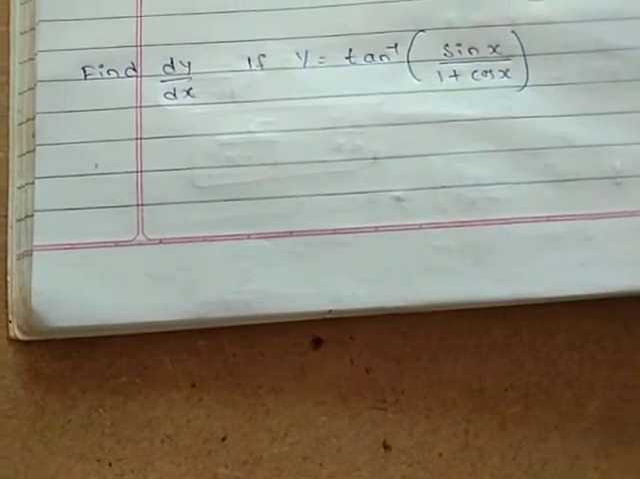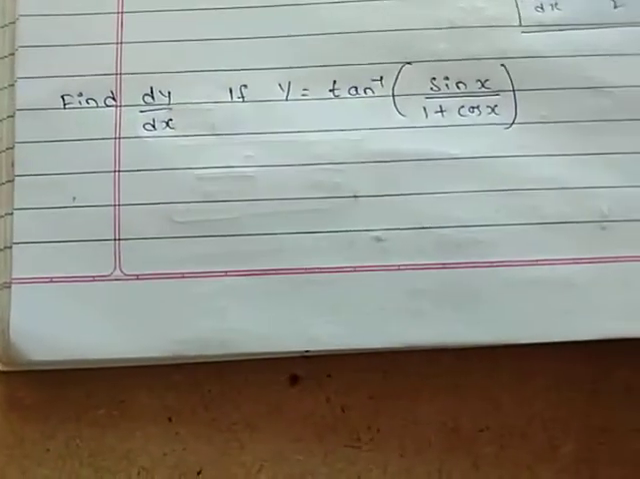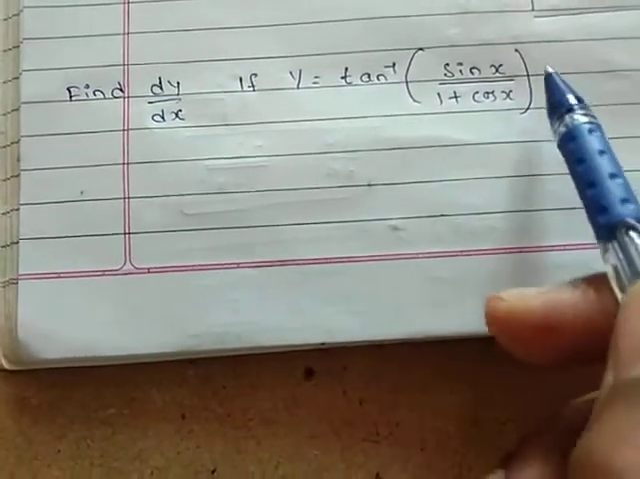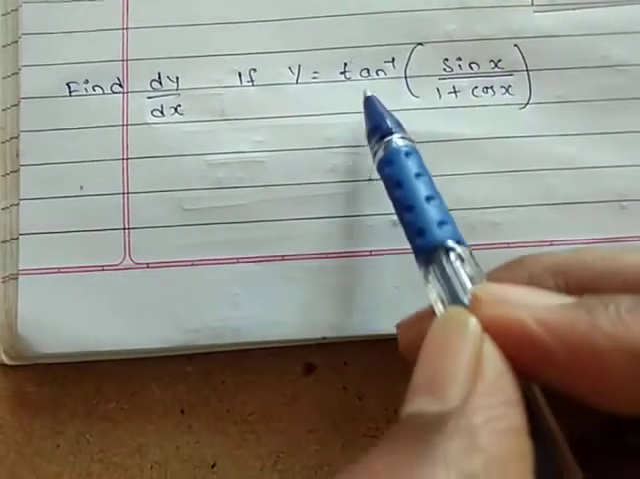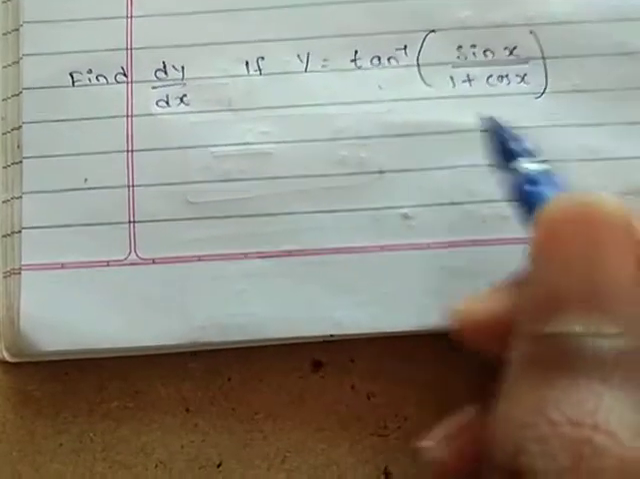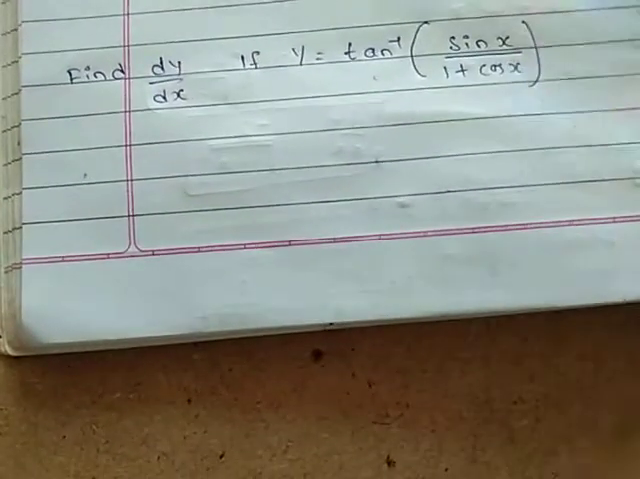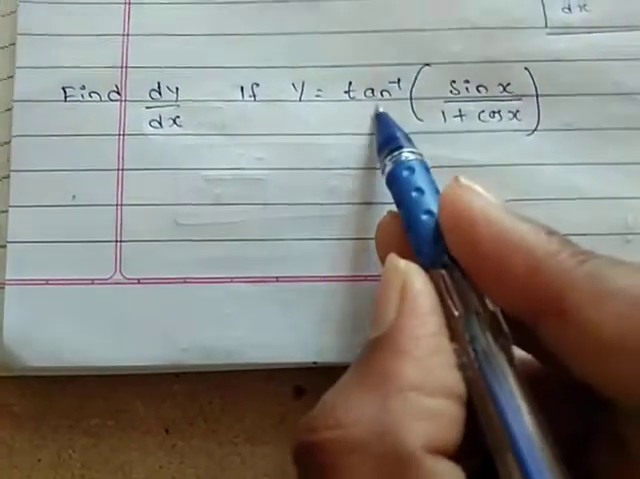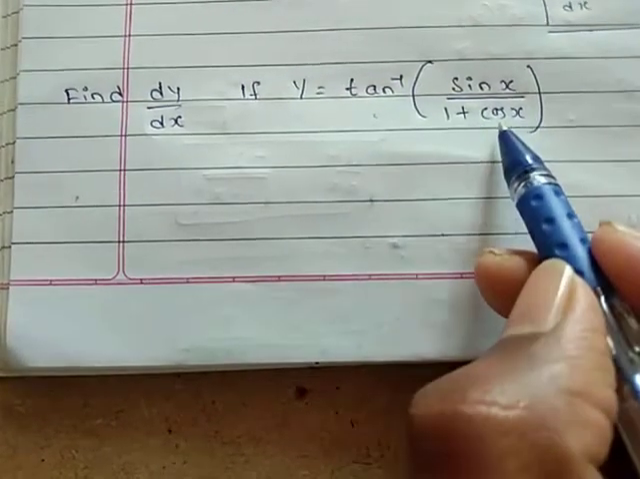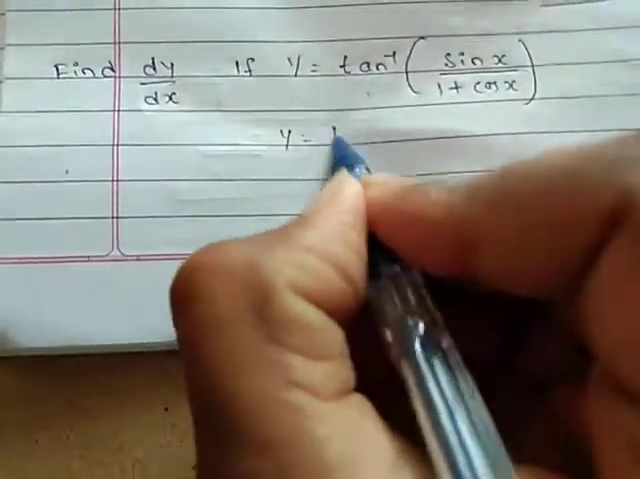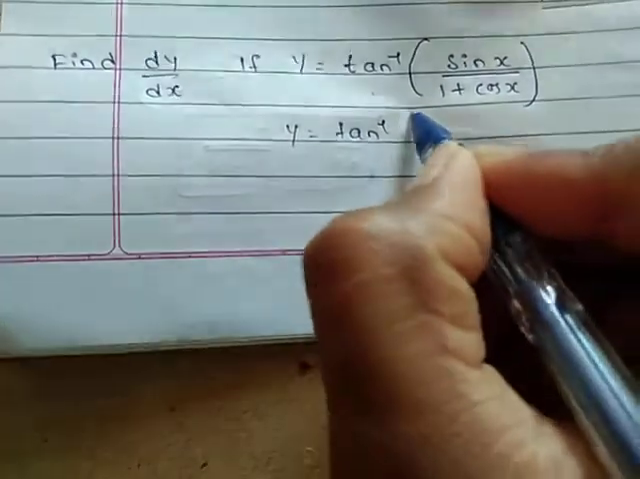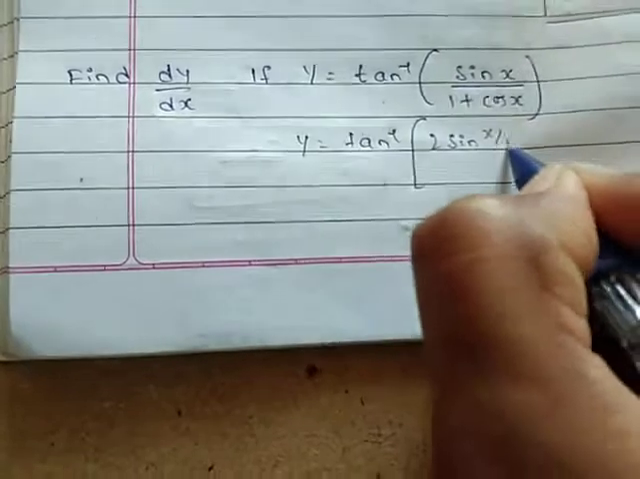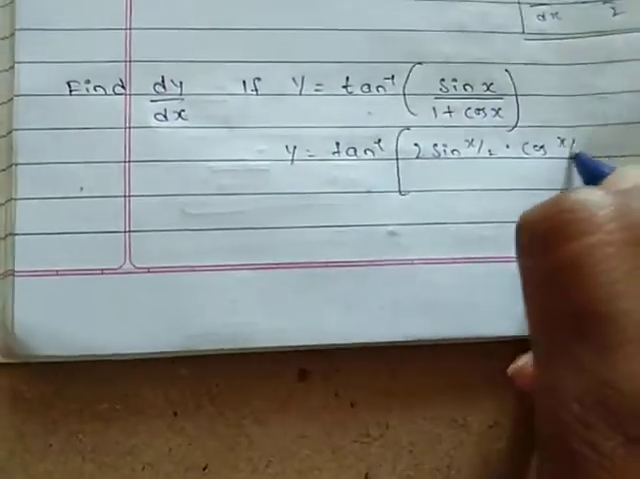So the next problem is to find dy by dx if y is equal to tan inverse of sin x divided by 1 plus cos x. By applying the standard identities of the tan inverse function, we can simplify the expression, reduce the things to a simple form, and then differentiate the function. So observe here, y is equal to tan inverse of, so sin x can be written as 2 sin of x by 2 into cos of x by 2.